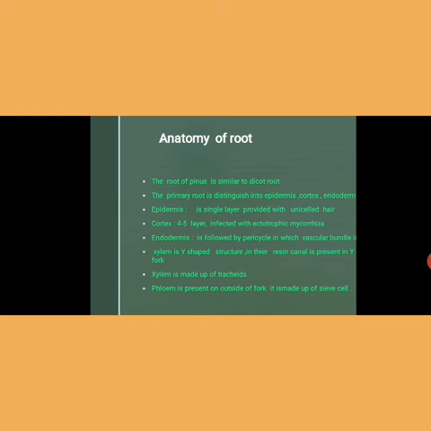Next is the endodermis. The endodermis is the outer layer of the pericycle, which is protective to the inner pericycle. In the pericycle there is a vascular bundle. The vascular bundle consists of xylem and phloem tissue. Xylem is Y shaped and a resin canal is present in it. Xylem is made up of tracheids and phloem consists of sieve cells. Secondary growth also occurs in the Pinus root.